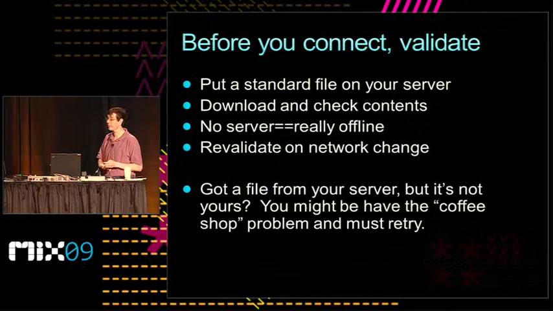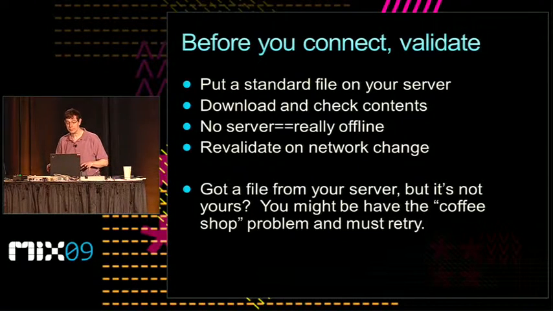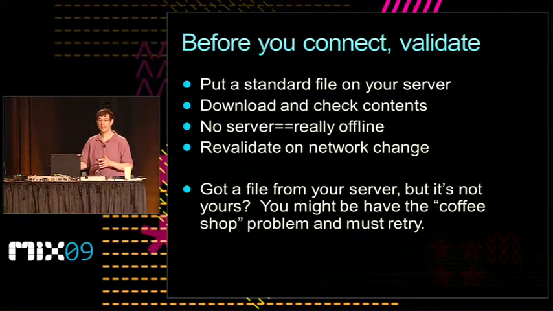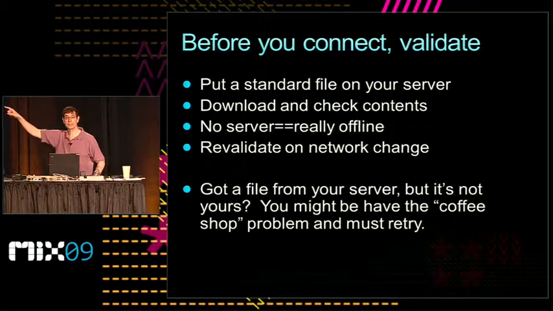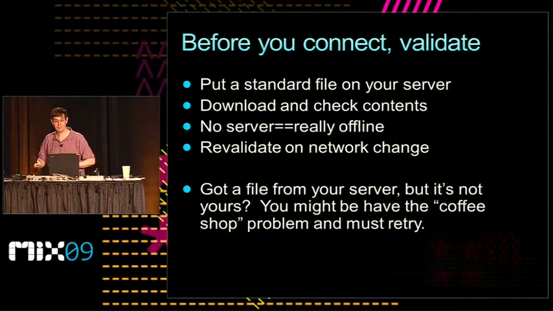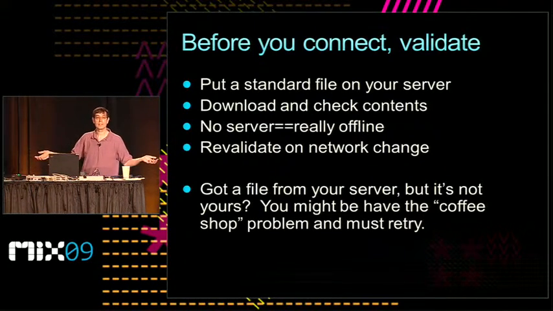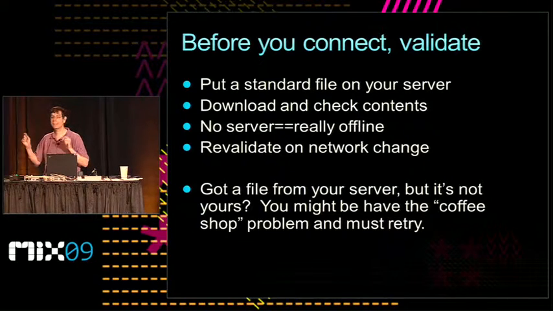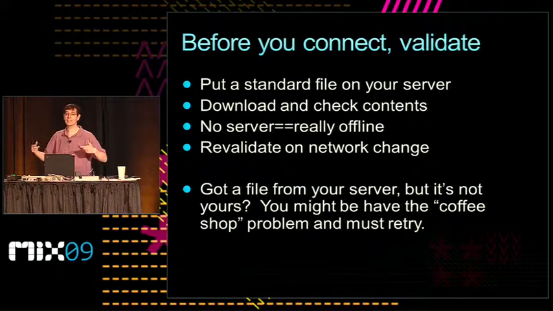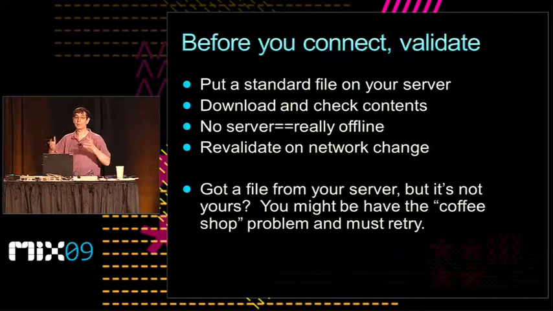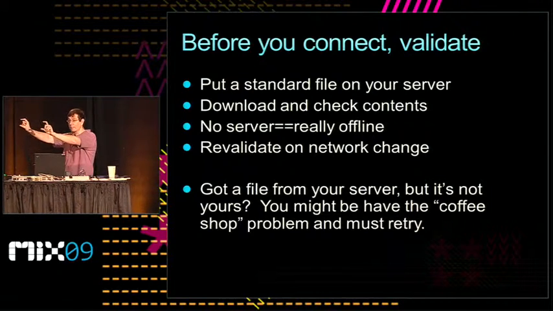Second code pattern, and again, now we're switching to the automatic code patterns, is before you connect, validate. In this code pattern, you put a standard file up on your server. It's got an ordinary URL. All of your Silverlight apps can use the same file. You then download, when your application starts, you download and check the contents of the file. I personally like it to be an XML file, and I just check one section of it. Why? Because that way you can put other data into your XML file and share it across multiple Silverlight applications. But there's only one section that's actual, I am actually connected.